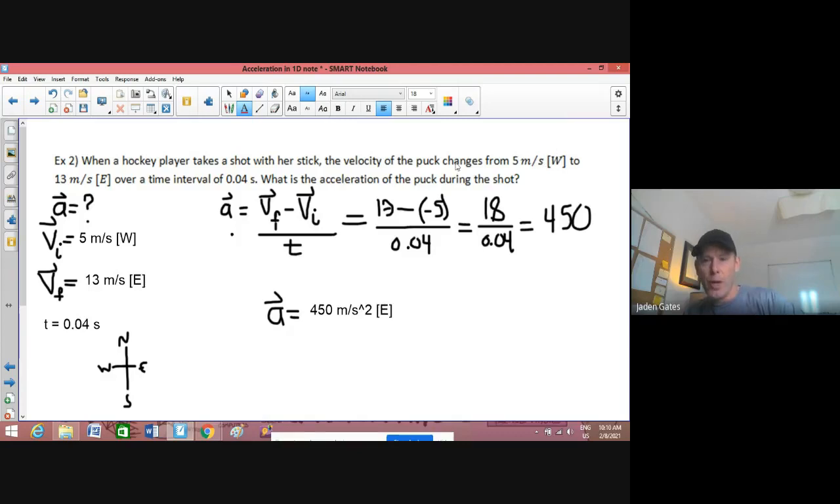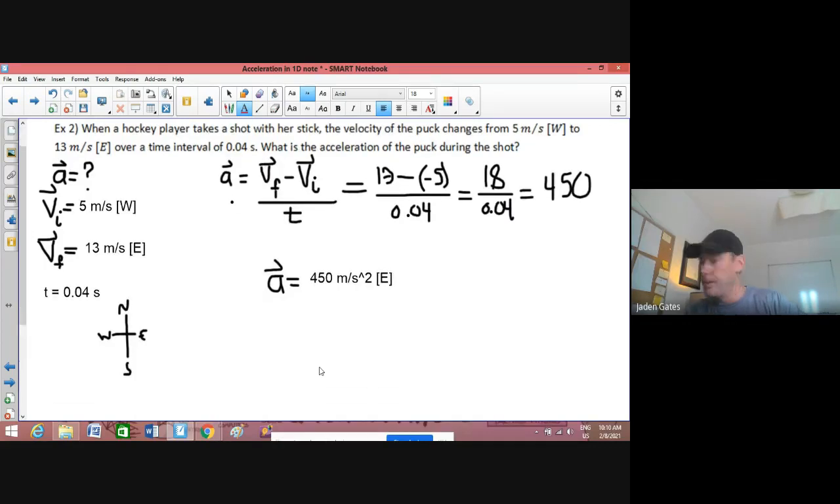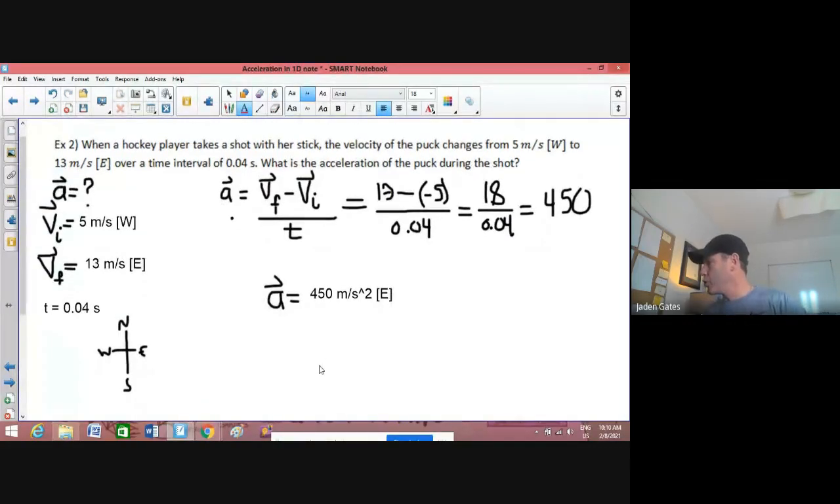So the puck was moving in one direction. This person took a shot, which made it go the opposite direction. So, of course, changing that direction so drastically, it had a very high acceleration, speeding up the puck to go in the opposite direction. But there's our acceleration. Let me see. I'm going to just check the chat for any questions. All right, looks good.